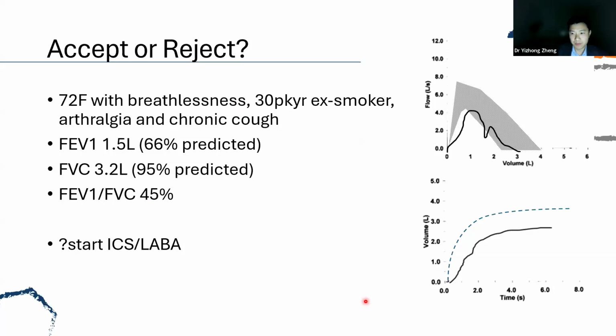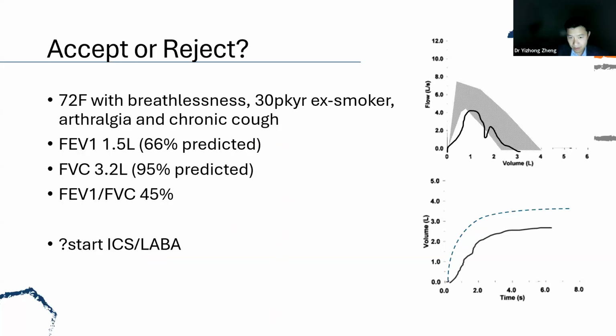Okay, I thought I'd showcase some spirometry results and for you to decide if you would accept or reject the finding. The first case: a 72-year-old female with breathlessness, 30-pack year history of ex-smoking, with arthralgia and chronic cough. This is their FEV1 and FVC. FEV1, 1.5 litres or 66% of predicted. FVC, 3.2 litres or 95% of predicted. And this gives you an FEV1 to FVC ratio of 45%, i.e. obstructed. Is that enough information for you to consider starting inhaled steroids and long-acting bronchodilators in a patient with chronic cough?